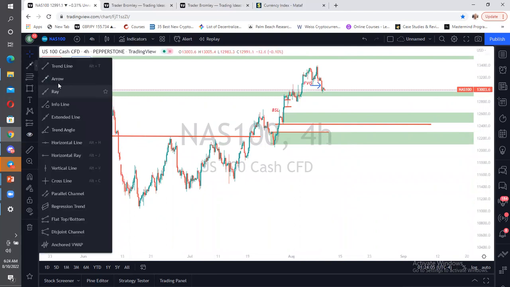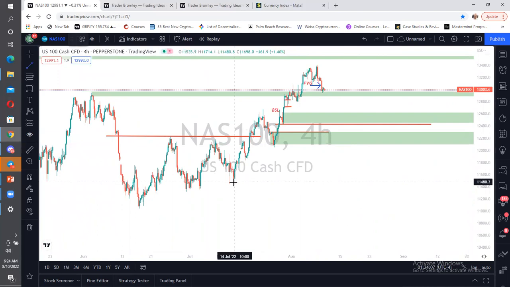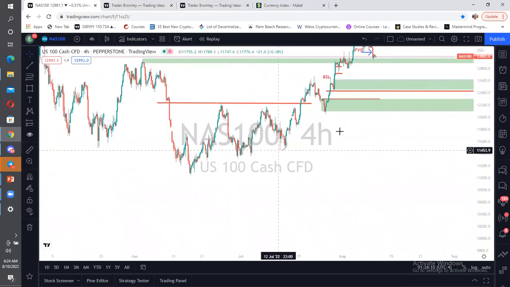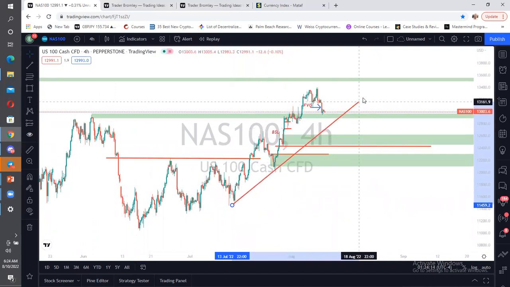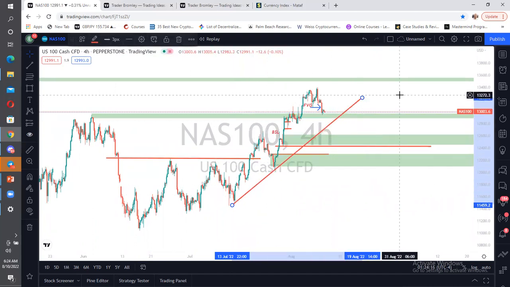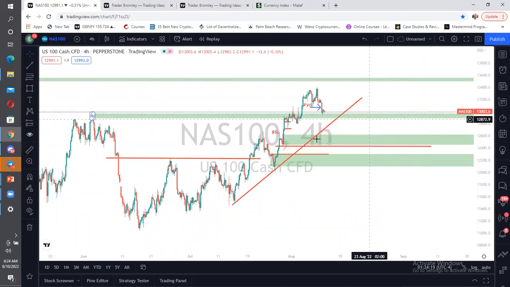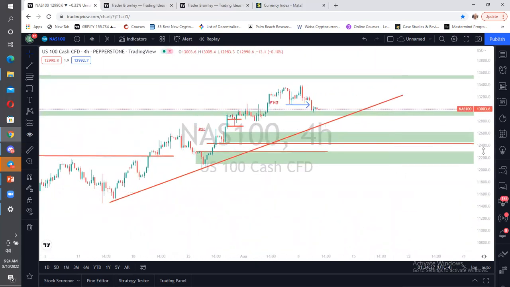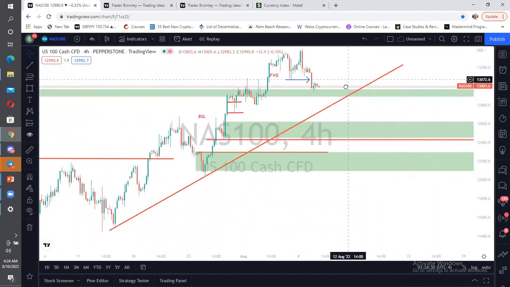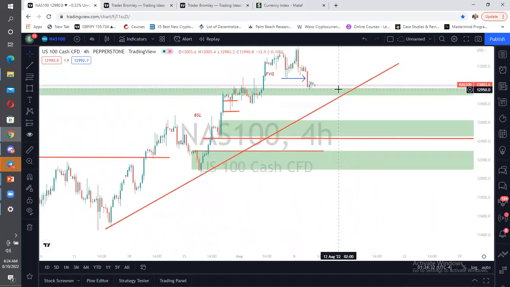Here we have trendline liquidity. This is the trendline. Okay, they will have a break of market structure. I'm zooming in. Break of market structure. Now, this is the OB that has imbalance.